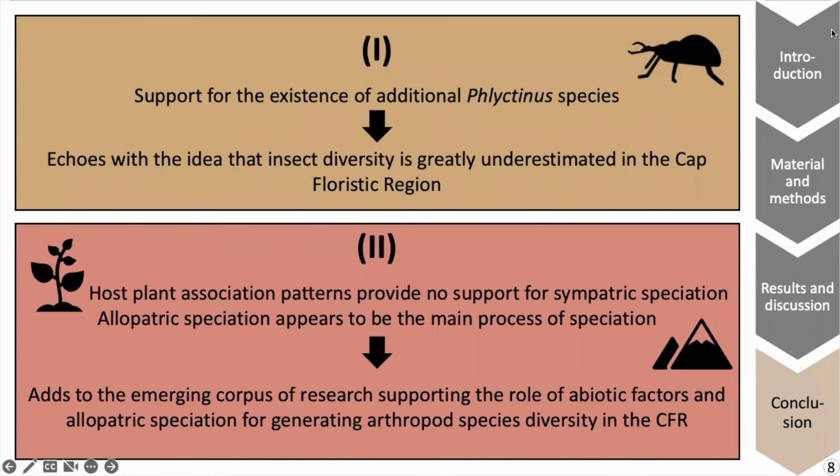To conclude, the integrative approach followed in this study provides support for the existence of additional cryptic Phlyctinus species, echoing the idea that insect diversity in the Cape Floristic region is likely greatly underestimated. Host plant association patterns provide no support for sympatric speciation in relation to host use, and allopatric speciation, instead, appears to be the main process of speciation for Phlyctinus weevils. Overall, this study adds to the emerging corpus of research supporting the role of abiotic factors and allopatric speciation for generating arthropod species diversity in the Cape Floristic region.